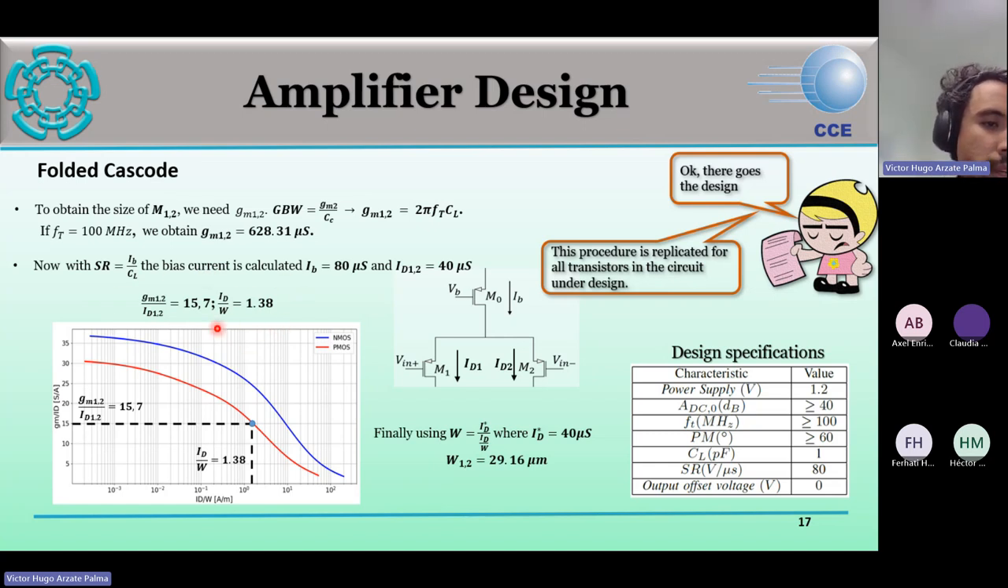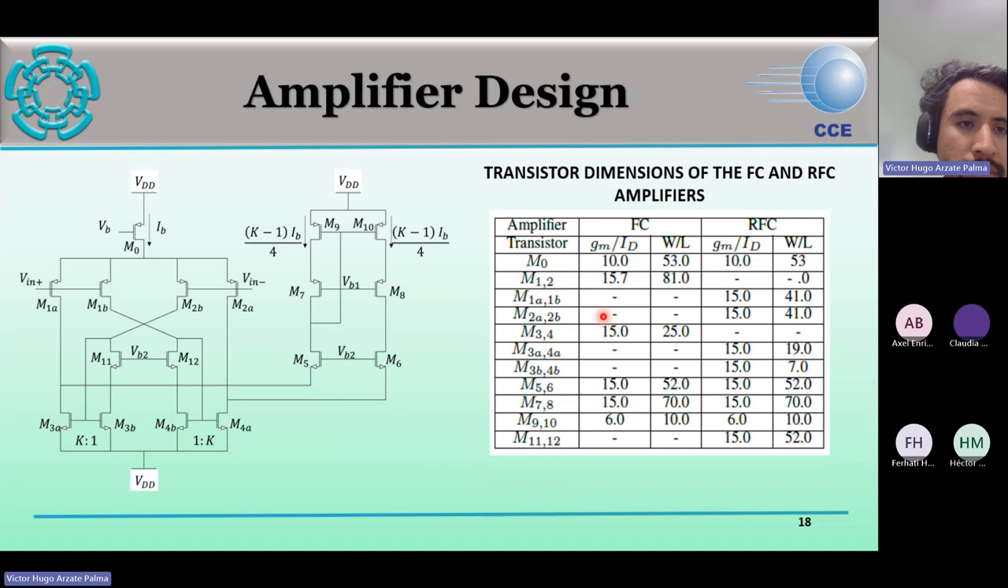With this information, we can use these curves of the PMOS and NMOS transistors to get the normalized current, and with that, we can get the width, the size of the transistor. This process is replicated for all the transistors in the circuit. So we have the dimensions of the transistors of the amplifiers. For the folded cascode, we have the gm over ID ratio and the W over L ratio, and likewise for the recycling folded cascode.